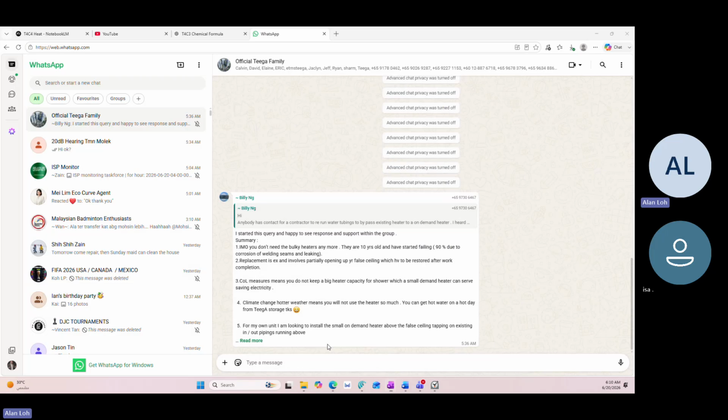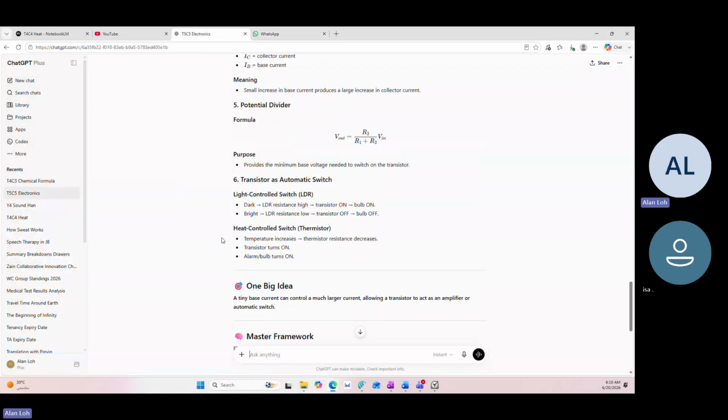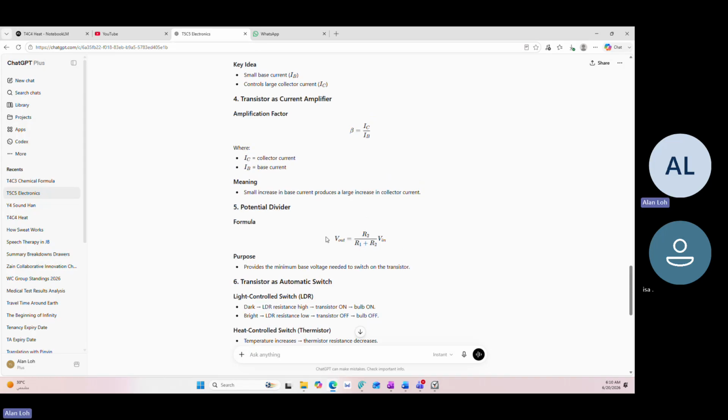Look at this. If you have used ChatGPT before... Have you used ChatGPT before? I think you do, right?